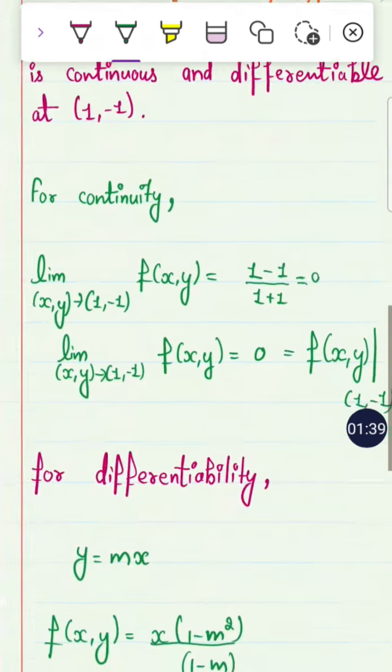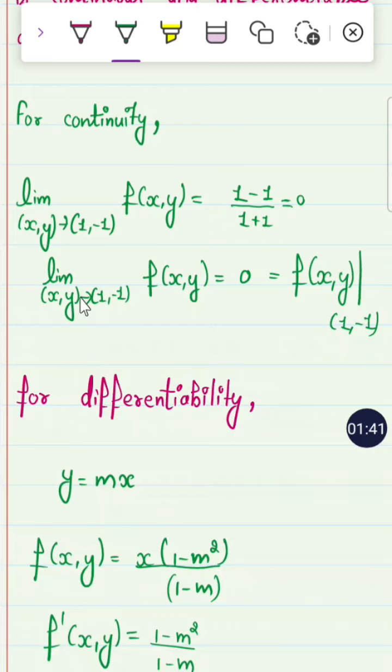This implies that the function is continuous, because if the limit exists at the same point, the function's value is the same, so the function is continuous, right?